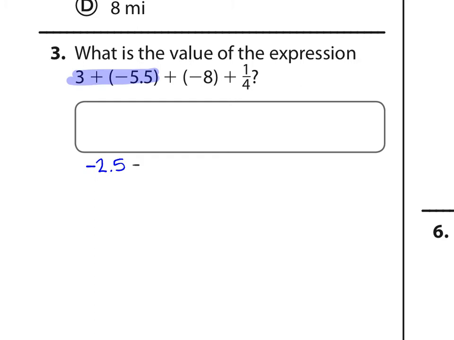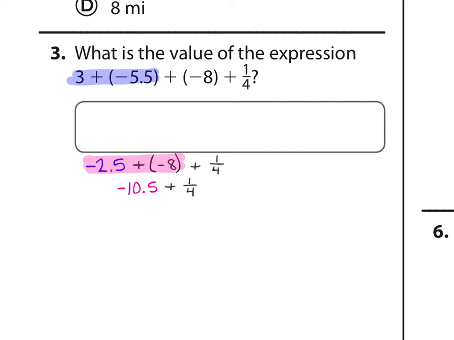Then I bring everything else down. We're just going to follow through with order of operations. Now I have negative 2.5 plus negative 8. These have the same signs, adding like signs. So we're going to add 2.5 plus 8 is 10.5 and keep the sign, a negative sign. And bring down the rest of the expression, plus 1/4.